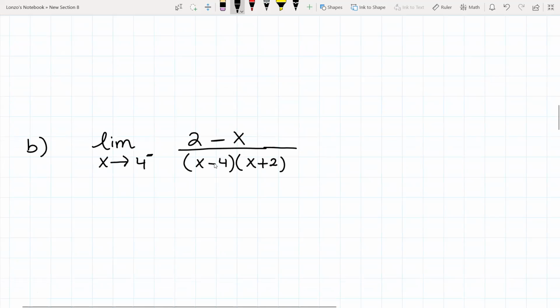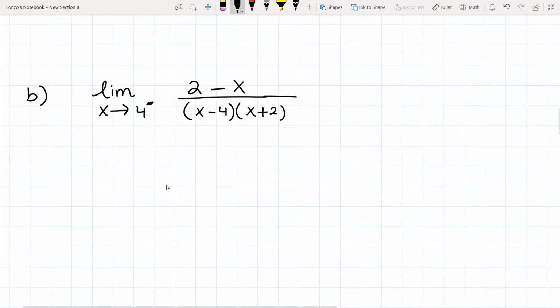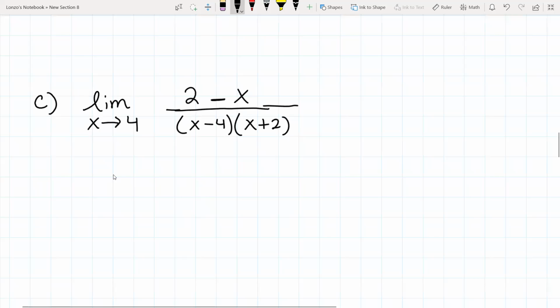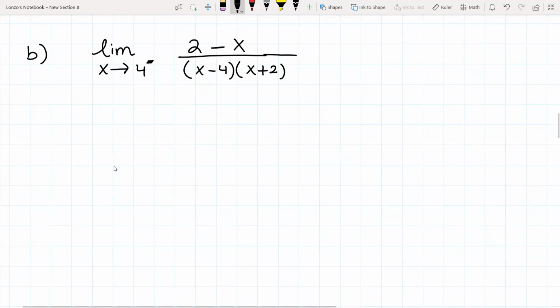Okay, and then part B says we have to find the limit as x approaches 4, and then this is not -4, this is actually 4, but this minus means we're focusing on the left. And part C says, what is the limit as x approaches just regular 4? Notice that there's no plus or minus. So this is definitely not a one-sided limit.